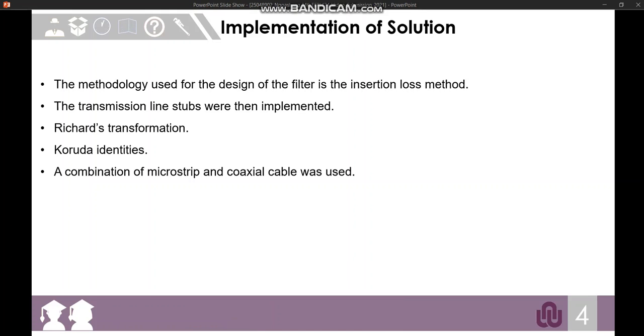The normalized characteristics were then converted to transmission line stubs using the Richards transformation. Kuroda identities were then used to attain a more practical implementation of the transmission line stubs. And to implement the system, a combination of microstrip and coaxial cables were used to model the transmission line stubs in order to give a high pass or a low pass response.